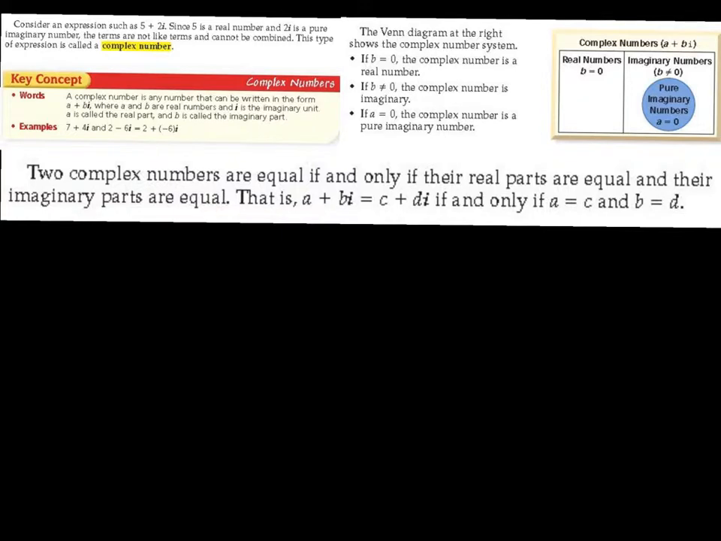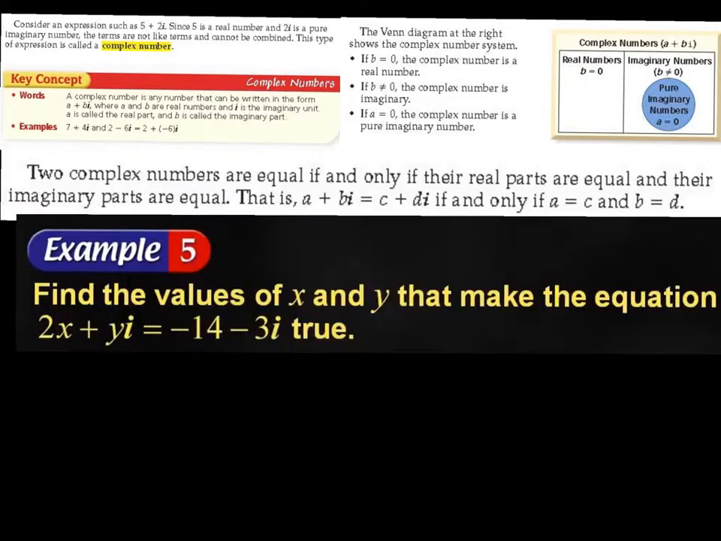Two complex numbers are equal if and only if their real parts are equal and their imaginary parts are equal. That is, a plus bi equals c plus di if and only if a equals c and b equals d.